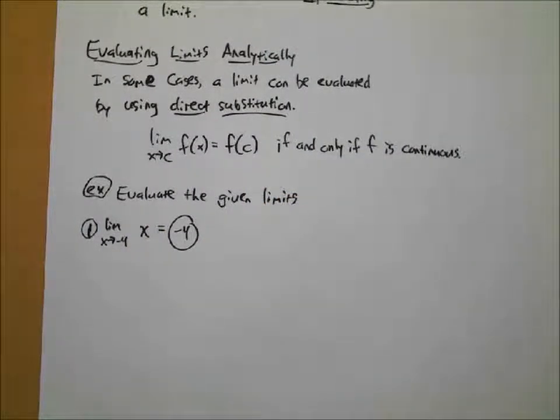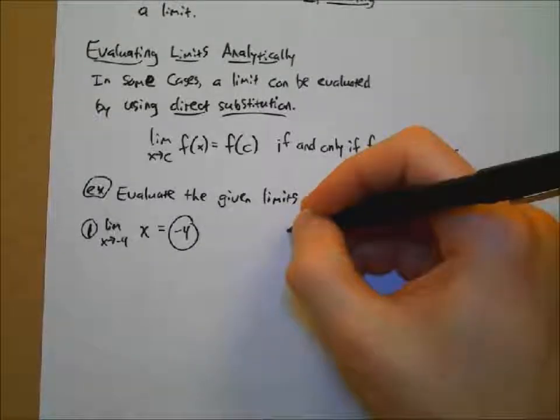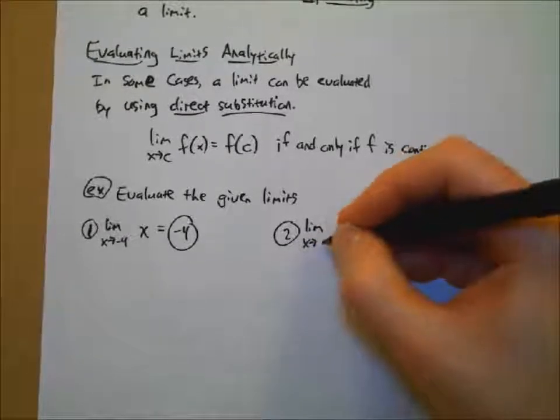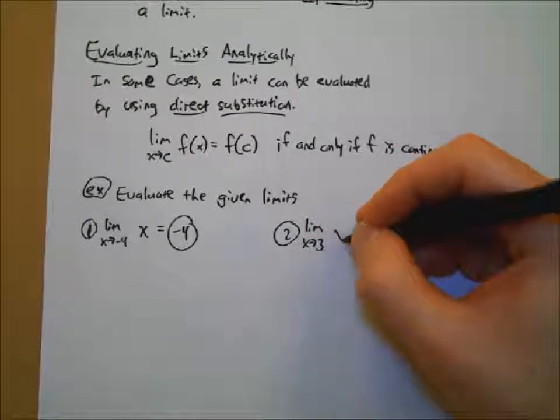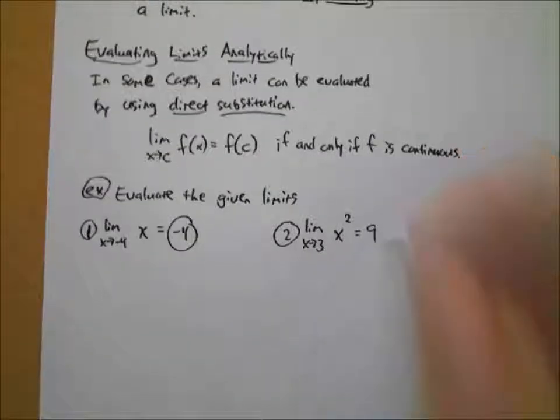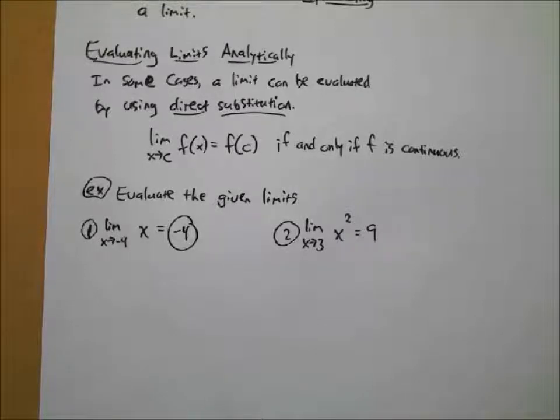Number 2: the limit as x approaches 3 of x squared. 9. Just plug in the 3. 3 squared is 9. The limit's 9.